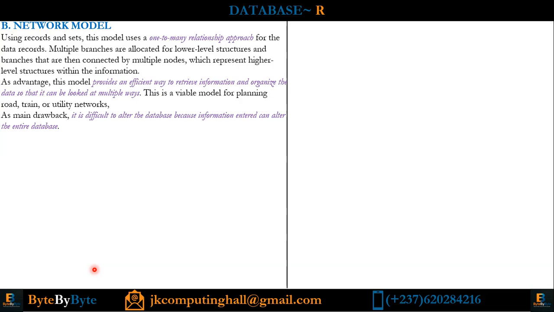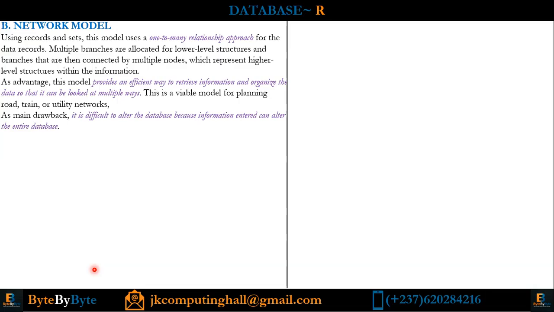As advantage, this model provides an efficient way to retrieve information and organize the data so that it can be looked at multiple ways, which is different from hierarchical model. This is a viable model for planning roads, train and utility networks. So when we need a model to plan roads, train and utility networks, it is very efficient to use the network model. And that is why I said in the previous video that the data structure used in implementing this model is a graph. As main drawback, it is difficult to alter the database because information entered can alter the entire database.